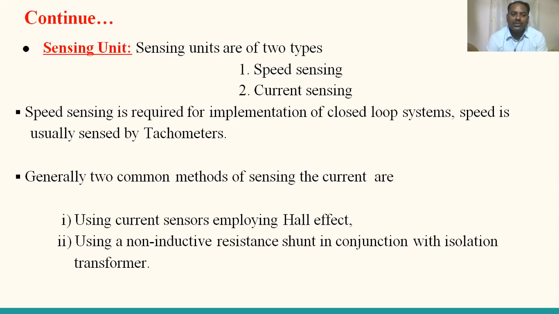In closed loop systems, sensing units are very important. Those are speed sensing and current sensing. How is speed sensed? With the help of tachometers. How is current sensed? With the help of current sensors. In this regard, the receivers, transmitters, and transducers are all helpful for sensing the current and transferring it to the control unit.